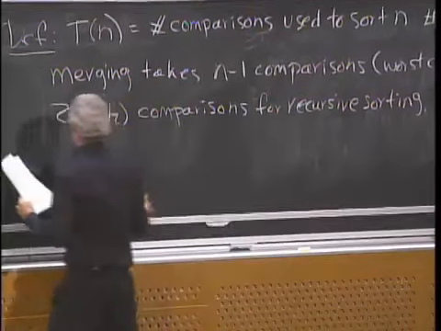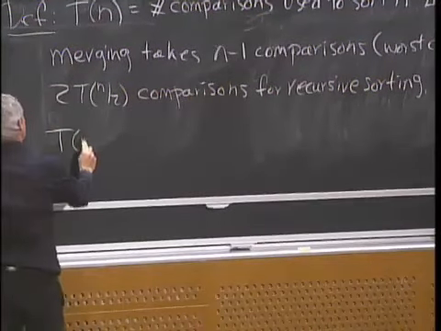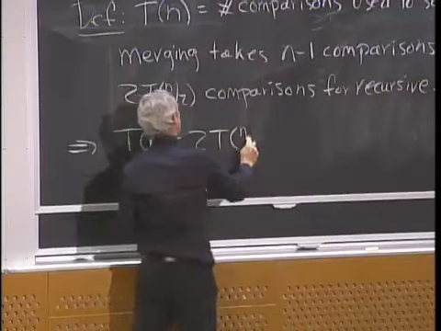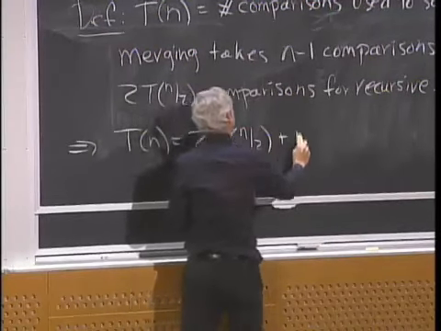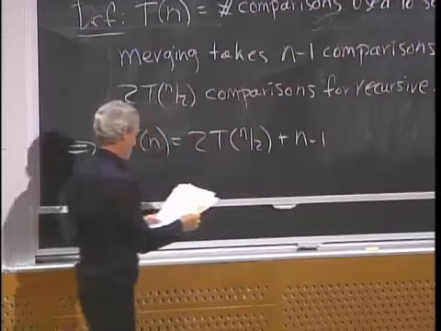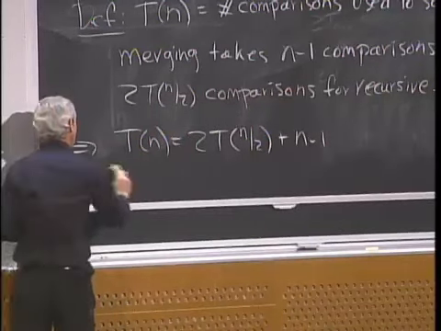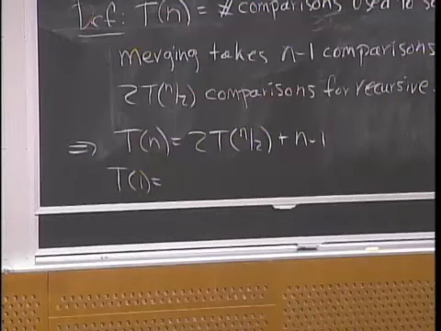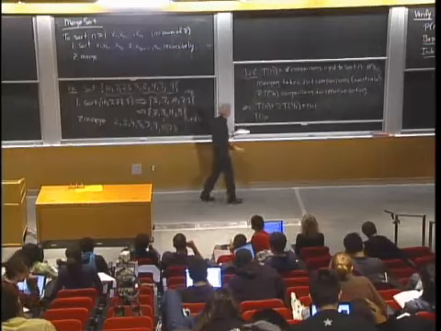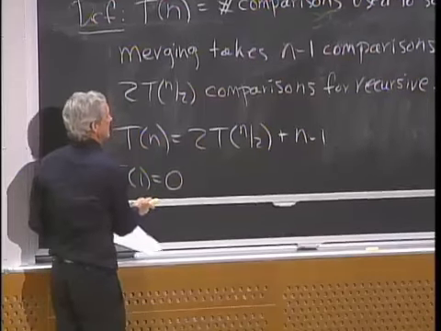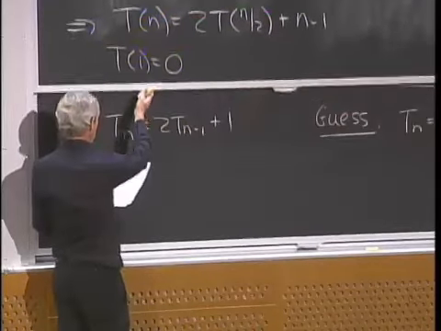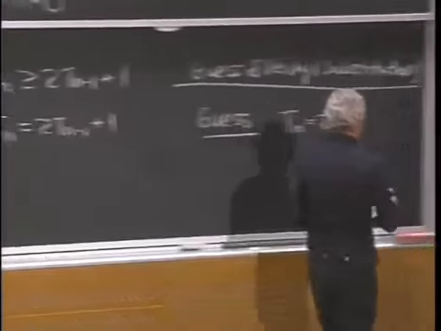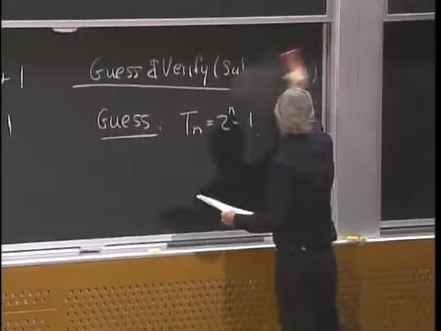All right, that means that T(n) = 2T(n/2) + n - 1. And we should say what T(1) is. What's the time to sort? 0. You don't do any comparisons if there's one item. So we'll set that as our base case. All right, so let's find the answer.